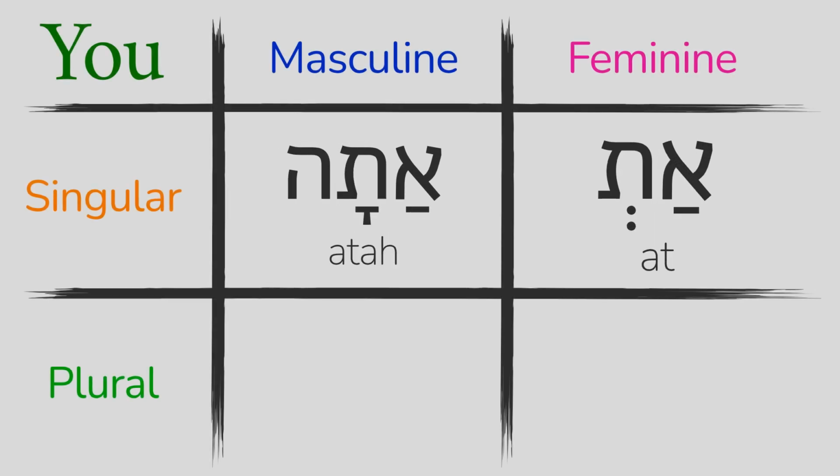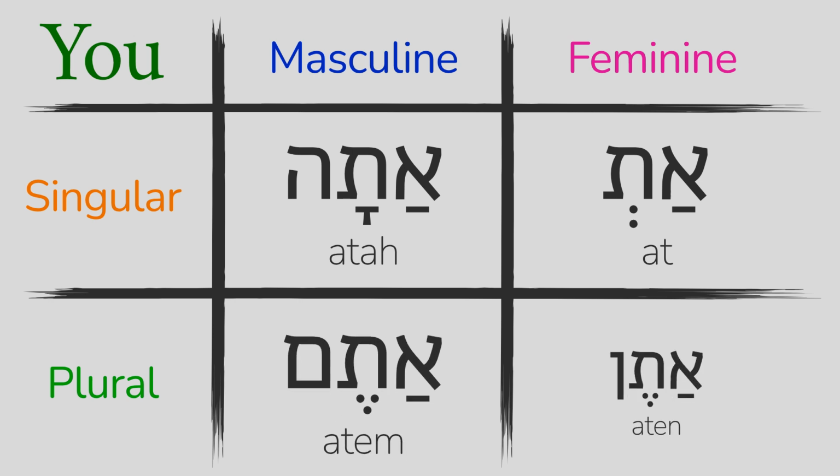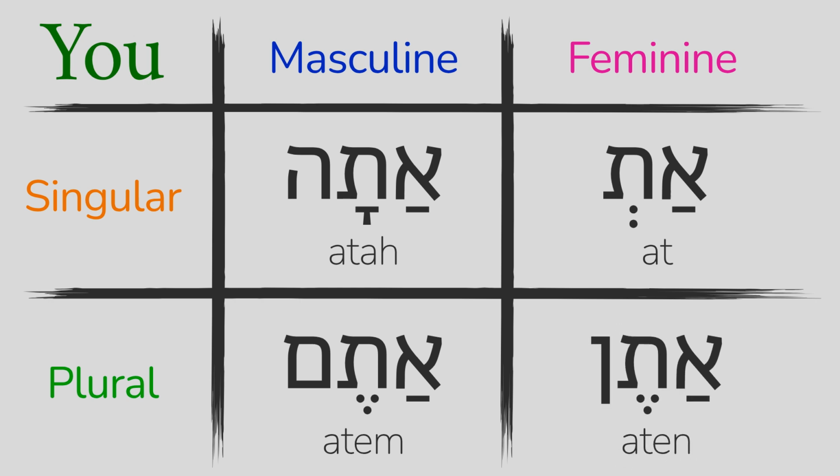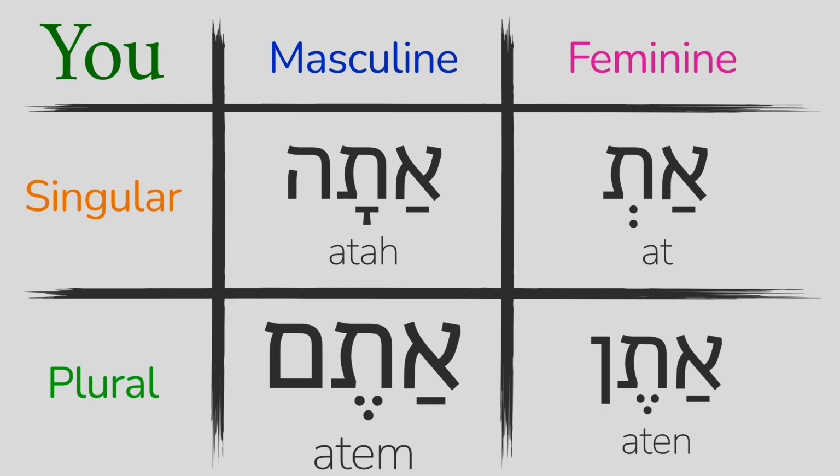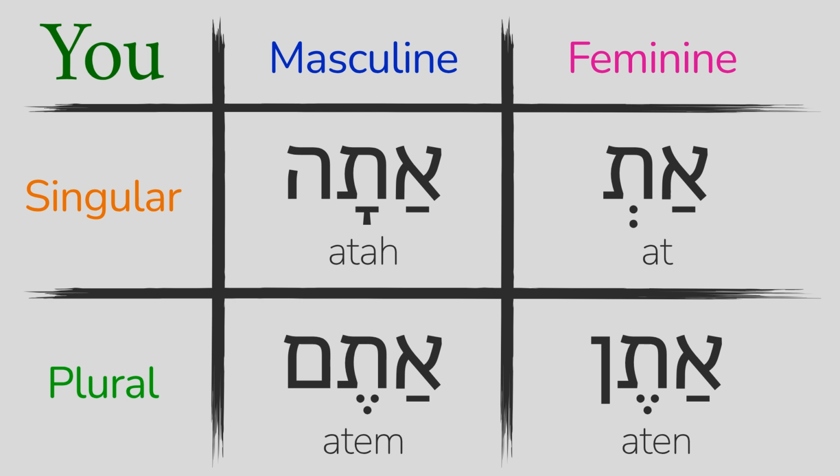Last time we learned the words ata and at, masculine and feminine "you." These words are only used if the "you" is one person. If you are talking to more than one person, you will use either atem or aten. Aten is only used if you are talking to a group of all women, and atem is used if you are talking to a group that has at least one man.